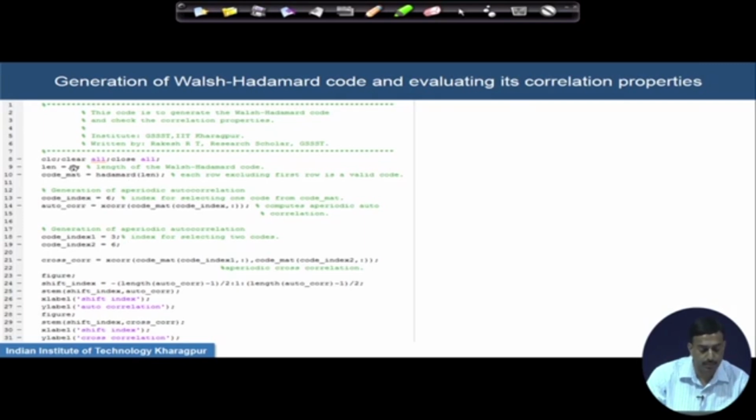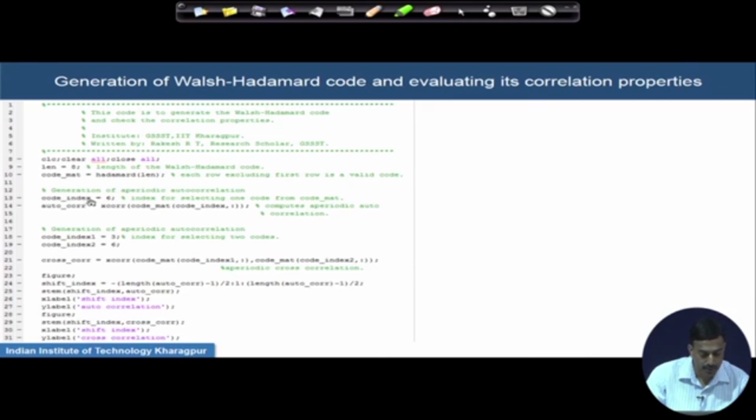So if we specify the length, it will generate a matrix which will have the number of rows equal to the length. So in this case we will be in a position to generate a Hadamard matrix, that is a matrix with Walsh-Hadamard rows corresponding to different Walsh-Hadamard codes, except the first row, which I said is the all ones row, and in this case the matrix will have the number of rows equal to 8.